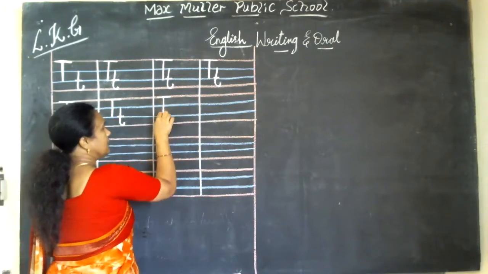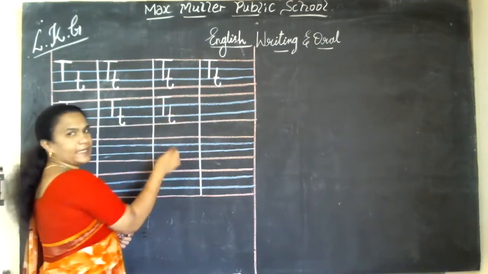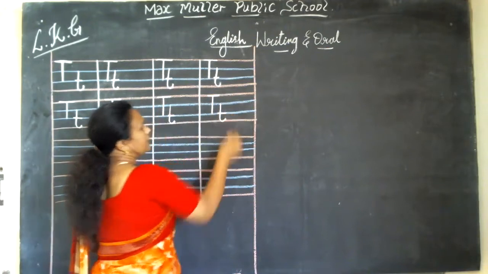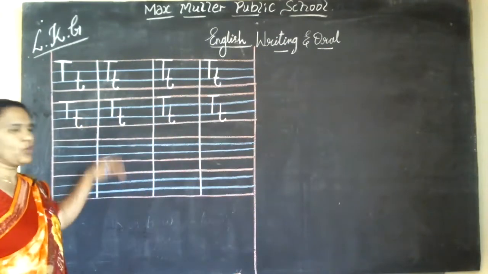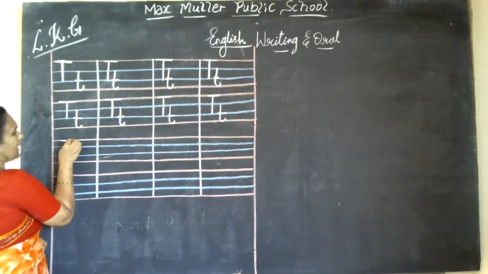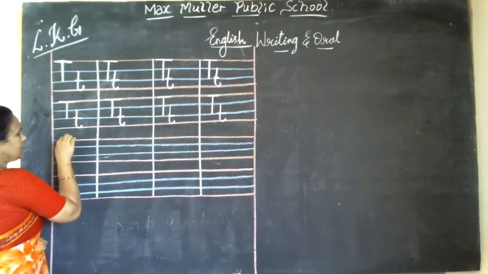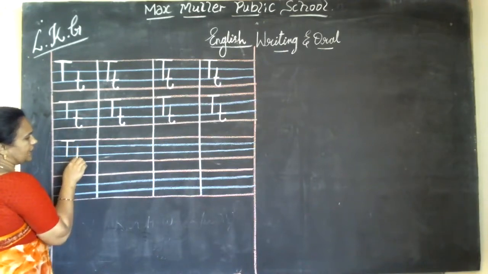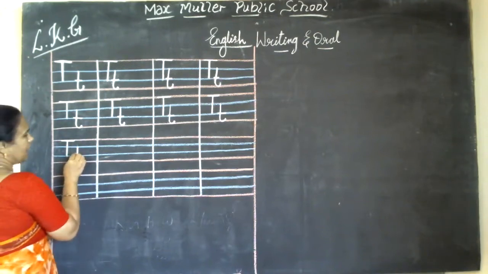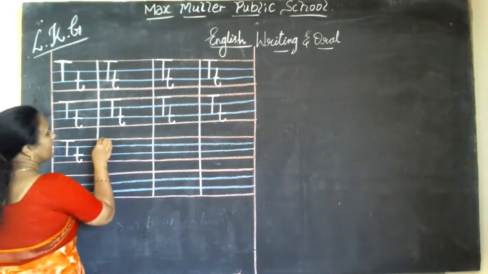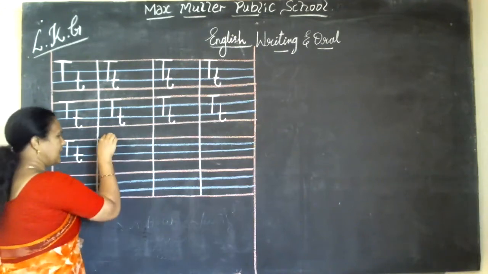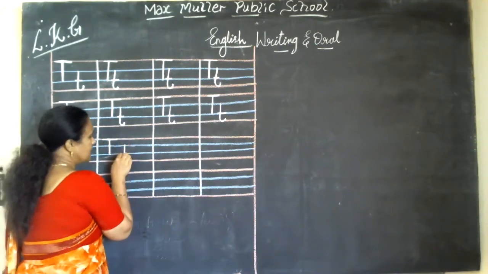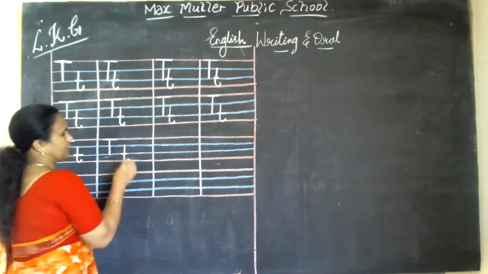Capital T. Small t. Capital T. Small t. Like this you have to write one page. Full you have to write. Touch to the red line and write the sleeping line and standing line to the blue line. Again from blue line to the red line like this curve, then sleeping line. Again sleeping line, standing line, touch only to the blue line. Okay. Again standing line and curve.